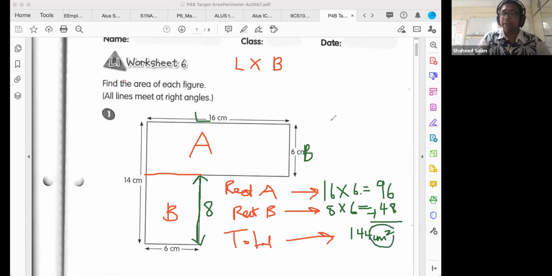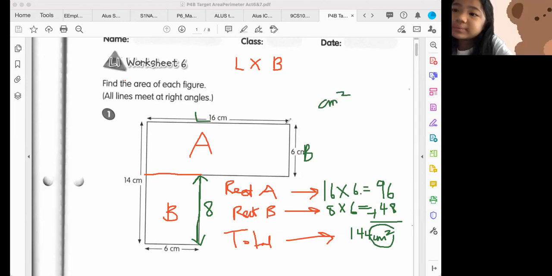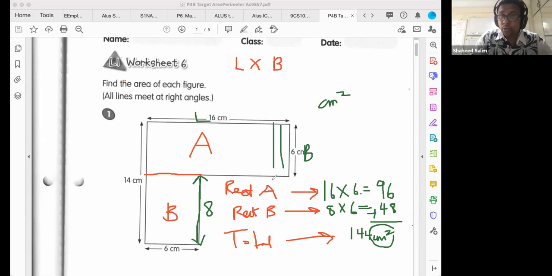What is this, Naomi? CM2, Naomi and Auni. What is CM square? CM square, good. That means we are counting the squares. If you count outside, that's why you take 16 plus 6, that's perimeter. This one, you're counting squares. Remember, you're counting lots and lots of squares. So that's how we count area.